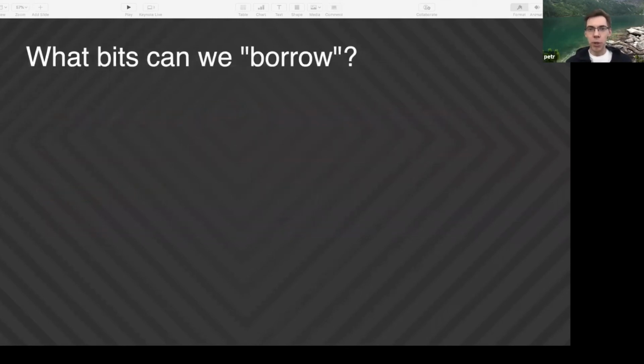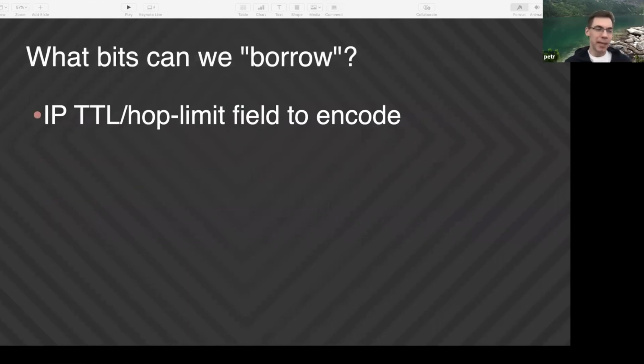The first problem was which bits can we borrow. It turns out there are not many left in the packet header. In IPv4, there's the fragment offset, but you don't really want to mess with that one. But there was one field, TTL or hop limit, common to v6 and v4. And in IPv6, it's even better because if you change the hop limit, you don't have to change the checksum. So it's freaking amazing, actually.